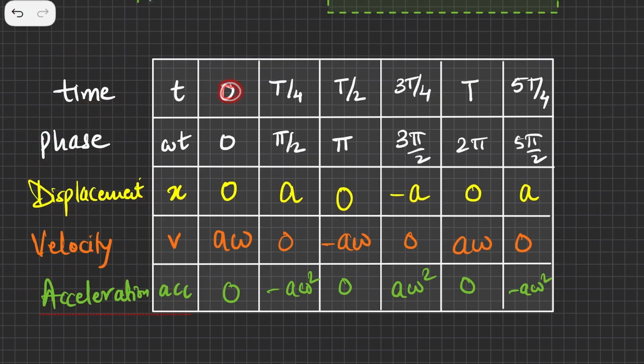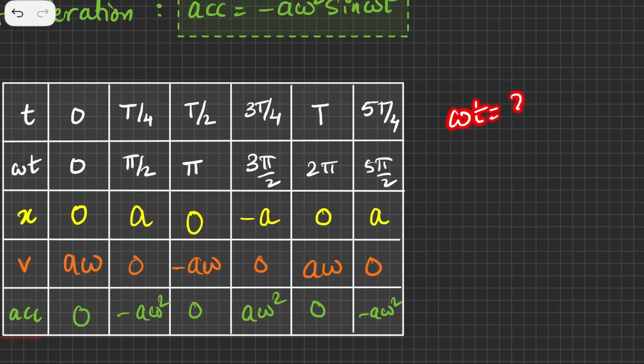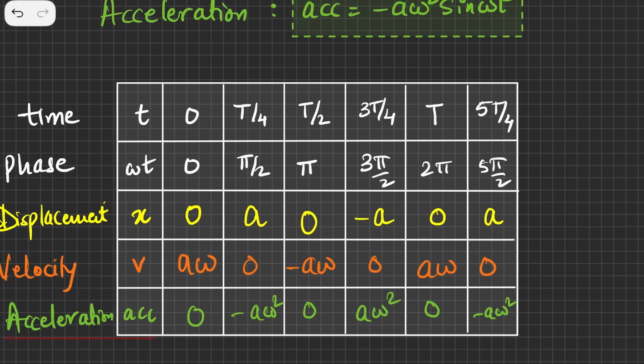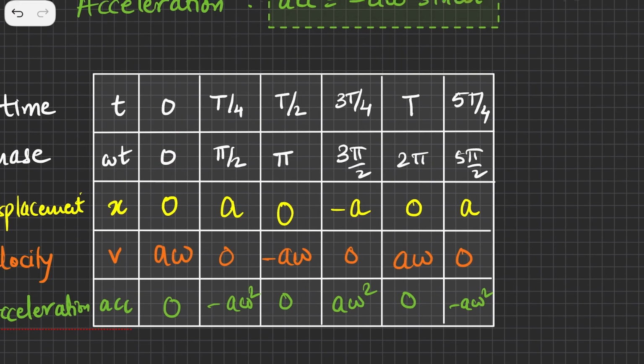Time starts at 0 and goes like t by 4, t by 2, 3t by 4, t, 5t by 4. If you remember, 0t by 4, 1t by 4, 2t by 4, 3t by 4, 4t by 4, 5t by 4. The phase will go like omega t, and omega is basically 2 pi by t. In place of t we can put all the values. Individually, if we put t as 0, omega t is 2 pi by t into 0, so everything goes to 0. I have shown how to calculate the entire thing.